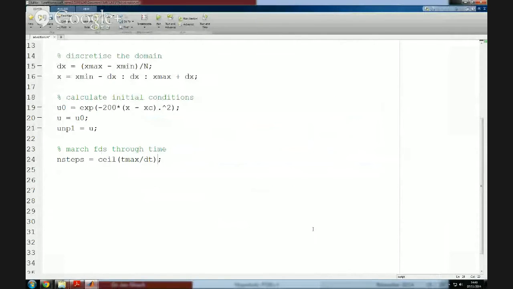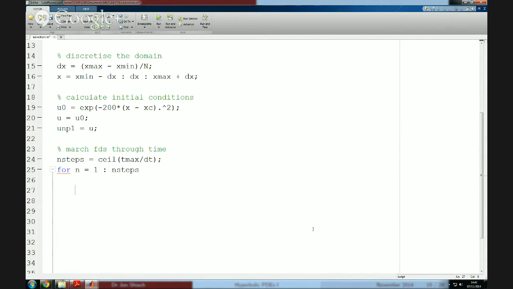So I'm going to march the finite difference scheme through time. I need a loop now, and this is my iteration loop. The loop goes from for n equals 1 to n steps. So I'm going to perform n steps iterations of the first order upwind scheme.